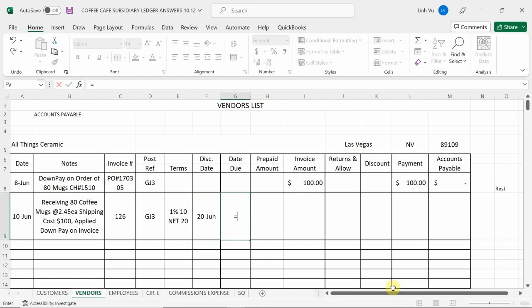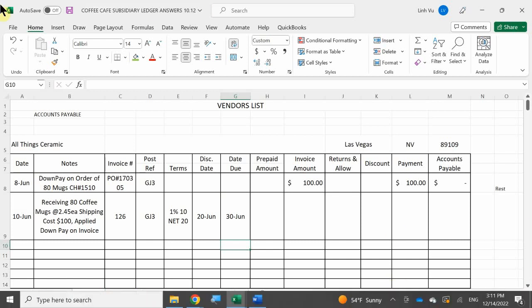So in this case, if I received it on the 10th and I add 20 days, it tells me that I have to pay by the end of June. So that means, yes, we will see an opportunity to make a payment for our coffee mugs, because we are doing the month of June. So we will need to make a payment regardless to All Things Ceramics.